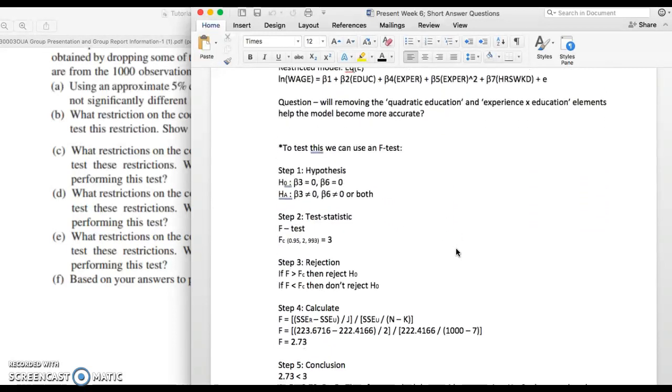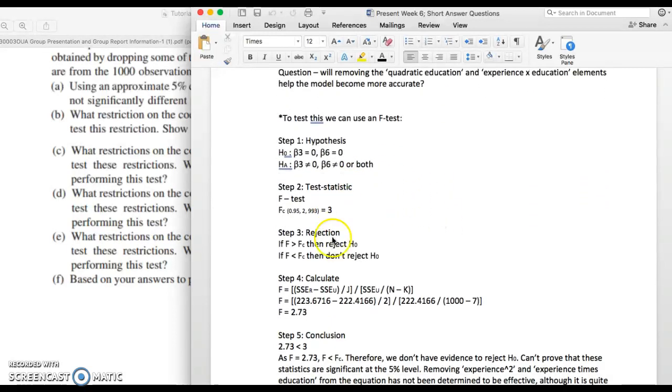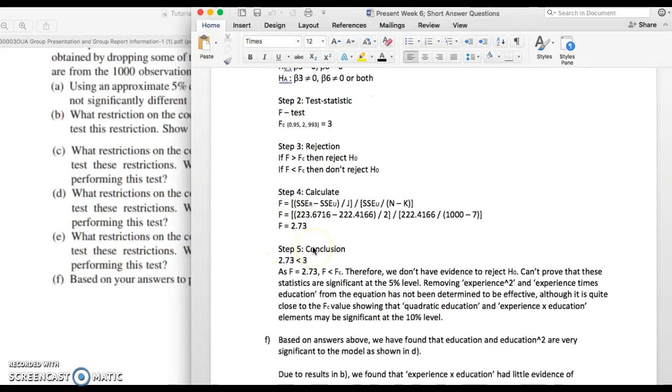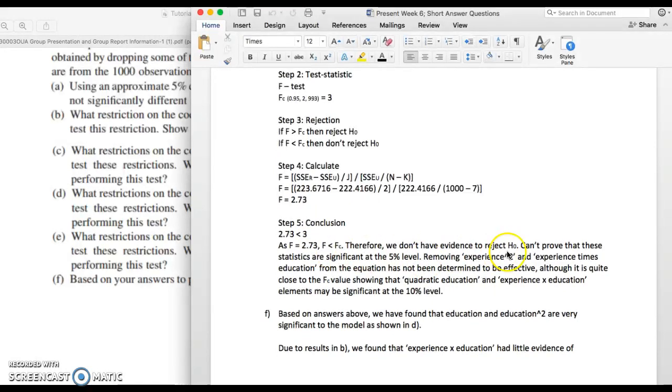So we use an F-test again, run through, FC value is 3, and then our F value is 2.73, so we don't have enough evidence to reject the null hypothesis in this instance. So we can't prove that these statistics are significant. Removing experience squared and experience times education from the equation has not been determined to be effective. Although it's reasonably close to the FC value, showing that the quadratic equation and experience times education elements may be significant potentially at a higher level of significance.